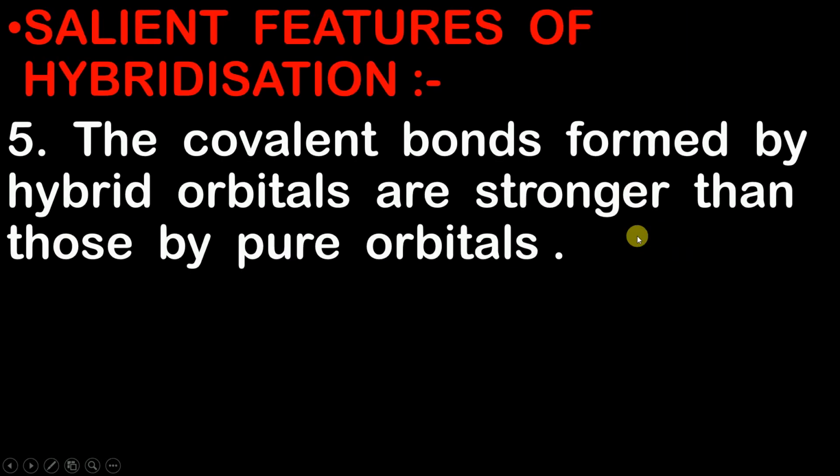The fifth feature tells us that the covalent bonds formed by hybrid orbitals are stronger than those formed by pure orbitals. Now what is the meaning of this? See, as mentioned earlier, even 2s can form a covalent bond, even 2px can form a covalent bond, but the bonds formed by 2sp and 2sp will obviously be stronger than the bonds formed by 2s and 2px respectively. So hybrid orbitals are going to form a stronger covalent bond as compared to the pure orbitals.